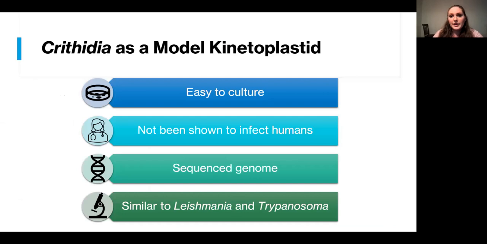Crithidia is a good model kinetoplastid because it is very easy to culture. It has not been shown to infect humans, which means it is safer to work with in the laboratory than its pathogenic relatives. It has a sequenced genome, which means we know exactly which portions of the genome we are characterizing in our work. And finally, it is very similar to Leishmania and Trypanosoma species, which means what we learn in Crithidia can likely be inferred to them and used to make better treatments for the diseases that they cause.